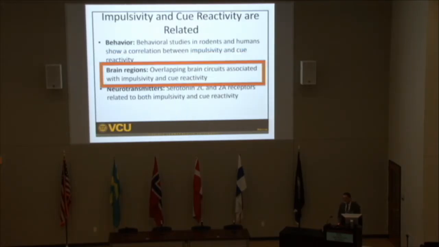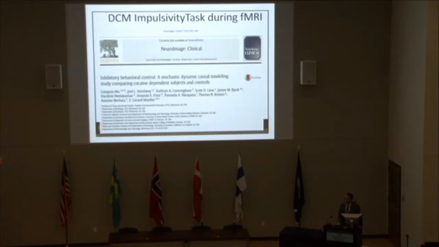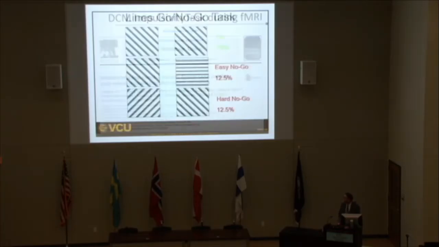So that might be interesting behaviorally, but what's behind that? One of the ways we're trying to look at that is looking at the brain regions that are associated with this behavior. In humans, what we've been using is effective connectivity using fMRI and dynamic causal modeling. I know you guys are doing that here as well. This is a paper we published, I think it was last year, looking at inhibitory control in cocaine users and controls, looking at the effective connectivity.